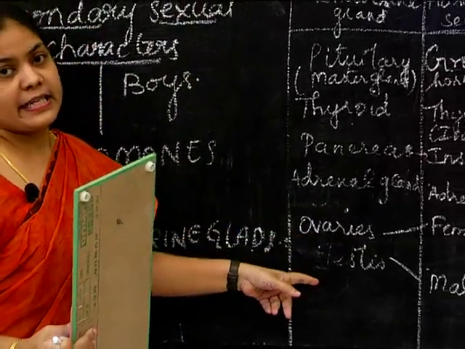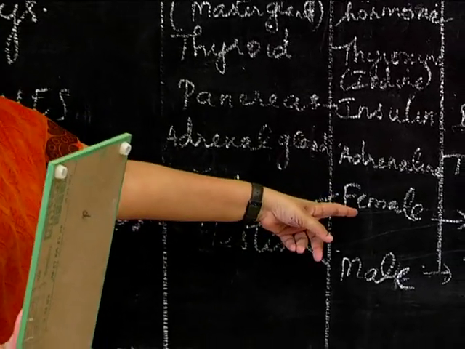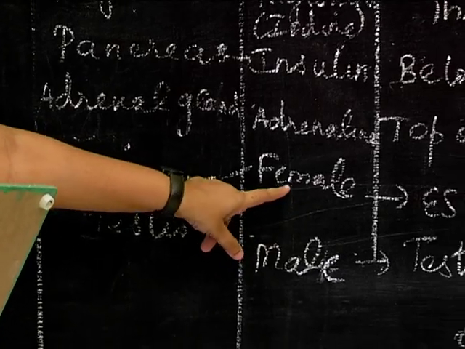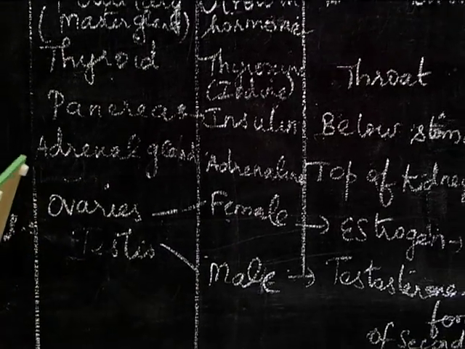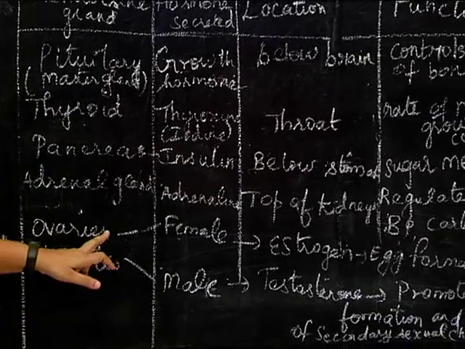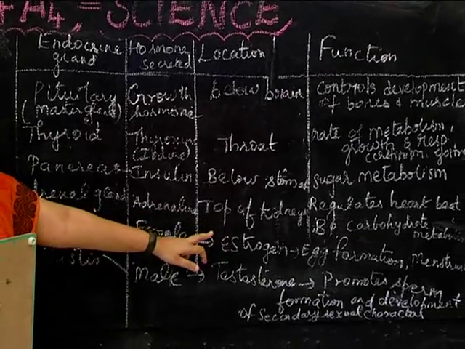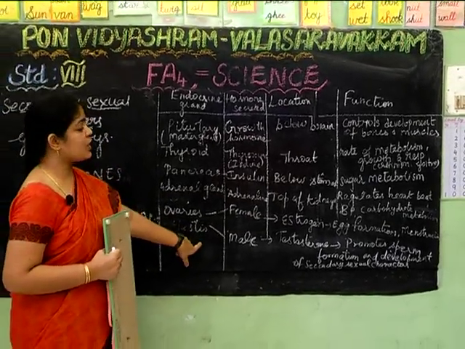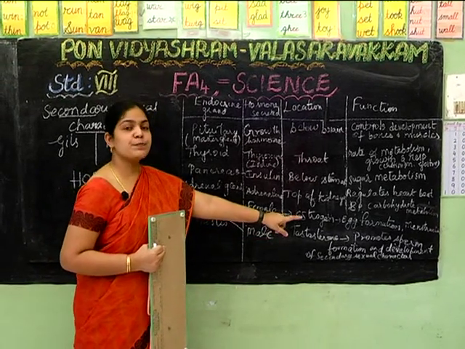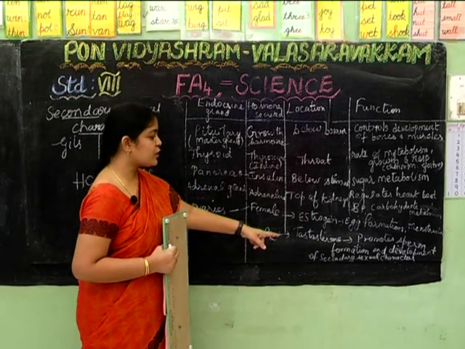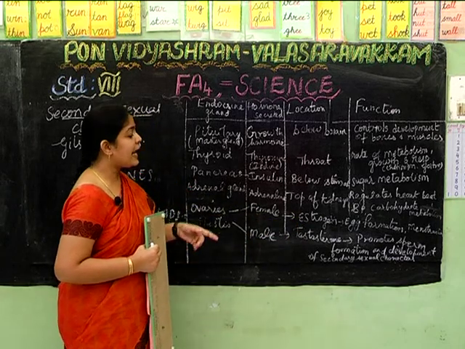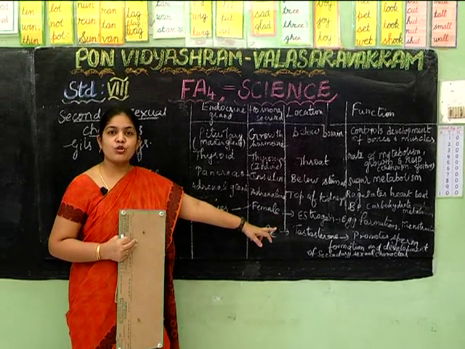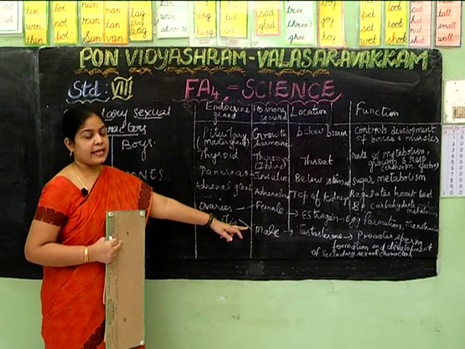The next two endocrine glands are located in the abdominal cavity. These are the ovaries and testes. Ovary is present in females, and testes are present in males. Ovaries release a hormone called estrogen, which regulates egg formation and menstruation, whereas testis releases a hormone called testosterone, which promotes the formation and development of sperm and secondary sexual characters. Testosterone and estrogen regulate the secondary sexual characters.